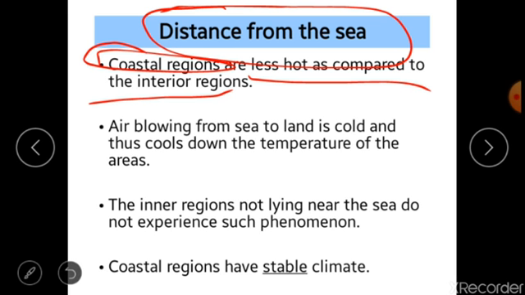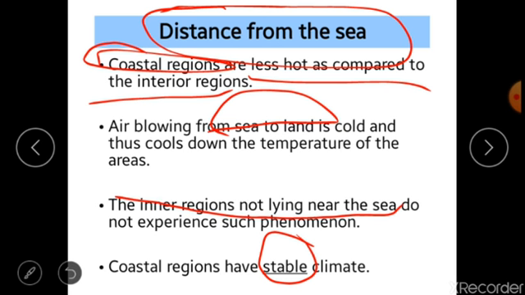Why? Because the air that blows from the sea towards the land, that is sea breeze, is cold and thus it cools down the temperature of that area or region. That is why they are comparatively less hot and are believed to have a stable climate, that is, not too hot, nor too cold. While if we talk about the inner regions, they do not lie near the sea, so they do not experience any such phenomena and they are more hot as compared to the coastal regions.